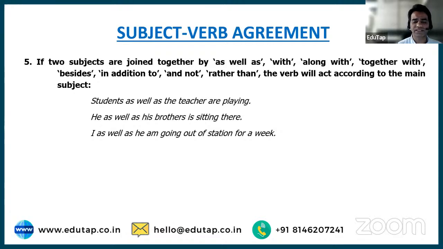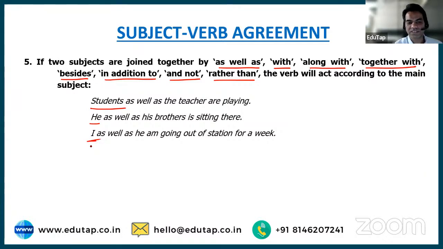There is only one conjunction that has the ability to connect two nouns and make both the nouns subjects, and that is "and". Now, in this rule, what he says is, if two subjects are joined by as well as, with, along with, together with, besides, in addition to, and not, rather than, the verb will act according to the main subject. Now, which is the main subject? The subject that falls in the beginning.